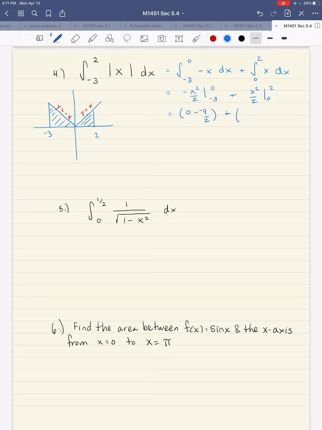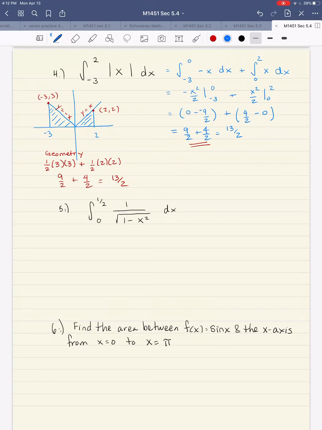Now when you put the 2 in, you get 2 squared over 2, which is 4/2 minus 0. So you have 9/2 plus 4/2 is 13/2. If you use geometry, this is the ordered pair -3, 3, and this is the ordered pair 2, 2. So the triangle on the left has area 1/2 base times height. The triangle on the right has 1/2 base times height. So there's our 9/2 plus our 4/2 right there to give us the 13/2.